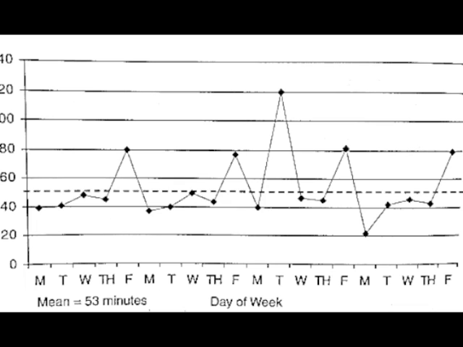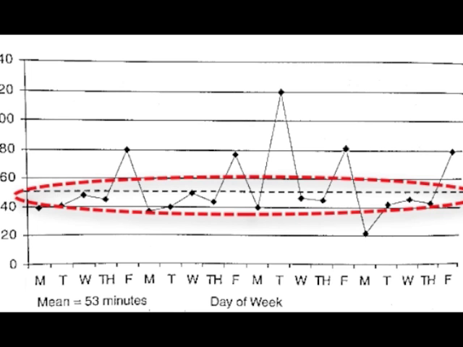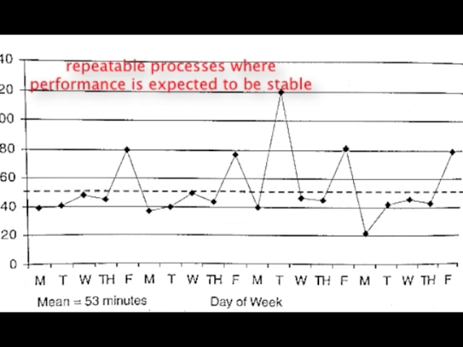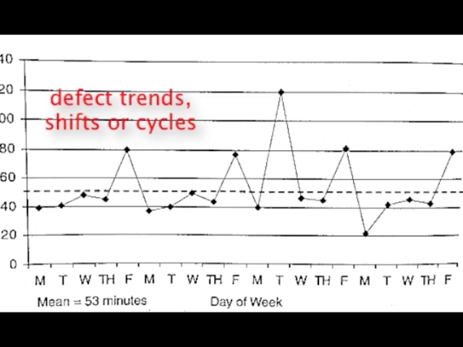A run chart is used to observe process performance over time. It is a line graph with data that vary around a center line, usually the mean. It is used for repeatable processes where performance is expected to be stable. A run chart will show defect trends, shifts, or cycles.